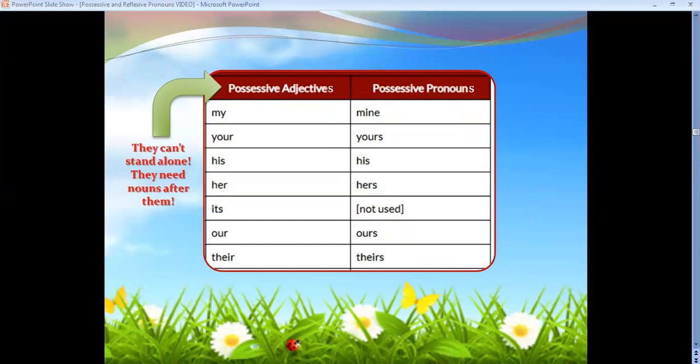What about the possessive pronouns? Mine, yours, his, hers, and regarding "its", it's not usually used, okay? Try to avoid it. Ours and theirs. They can stand alone. They don't need nouns after them, right? Yes.